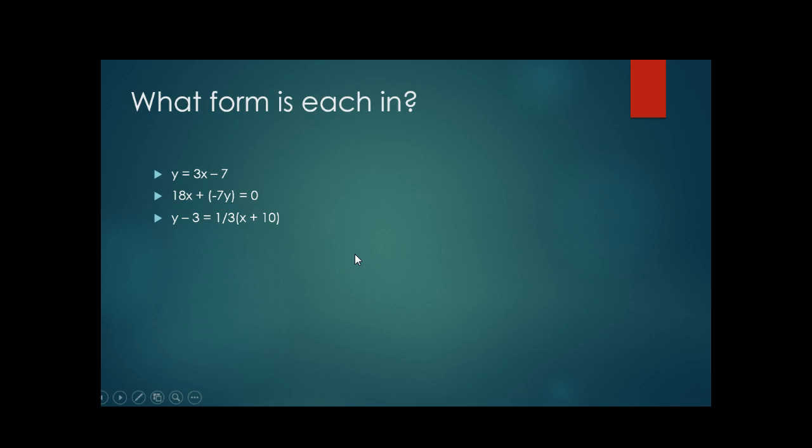Y minus 3 equals 1/3 x plus 10. In this one, we have y paired with a number and x on the other side of the equal sign paired with a number times a fraction. This is in point slope form. The slope is 1/3. The point is negative 10, positive 3.